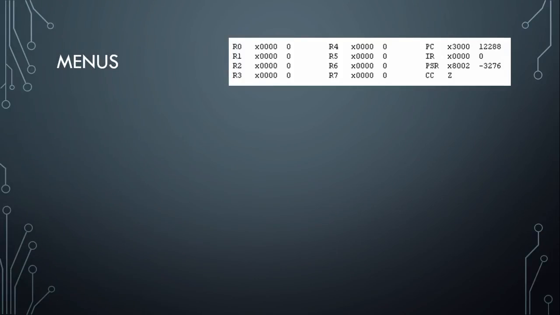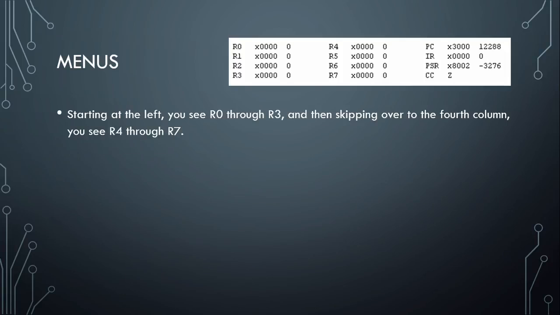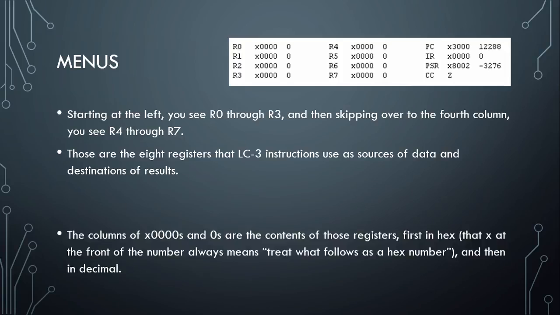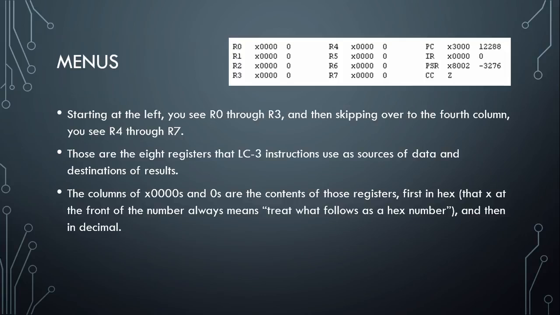Now I did mention these before, but in case you don't remember, let's start by going from left to right. Starting on the left, you'll see R0 through R3, and then skipping over to the fourth column, you can see R4 to R7. These, of course, are the 8 registers that the LC3 instructions use as sources of data and also the destination of results. Remember, we use the registers for a lot of stuff. The columns of x000s and zeros are the contents of those registers. So we store everything in the registers using that.